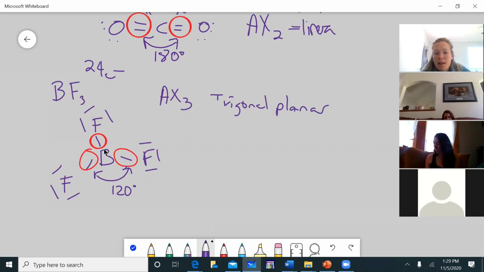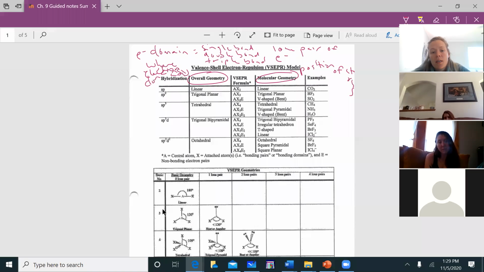It's like a pizza cut into 3 slices, right? If there were 3 people and everybody wanted the exact same amount of pizza, you would give each person a slice that's 120 degrees. Can these things get any farther away from each other than that? No, they can't. Because the electron groups are 120 and each electron group is attached to an atom, the atoms are also 120 degrees. So both the molecular and the electron geometry is this trigonal planar.